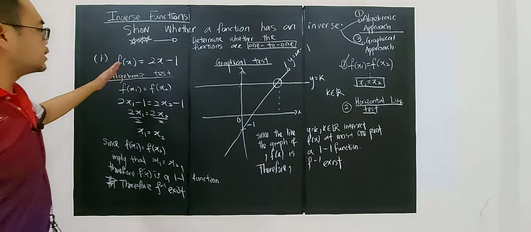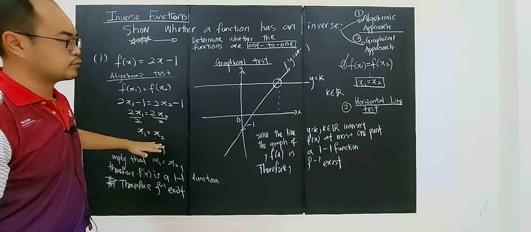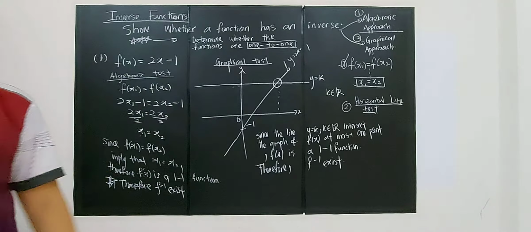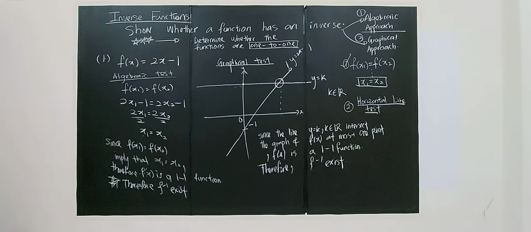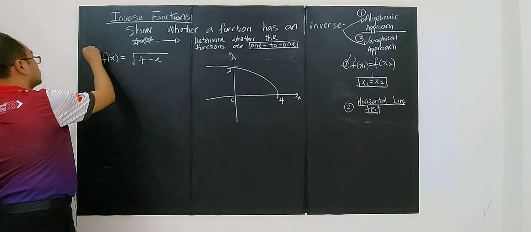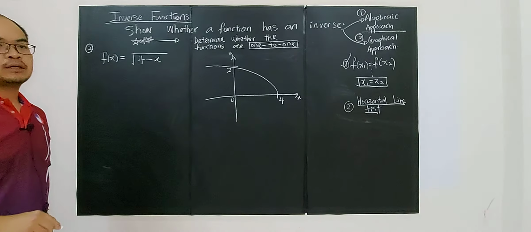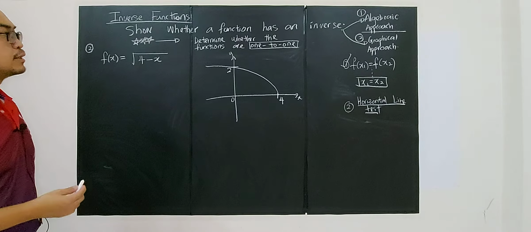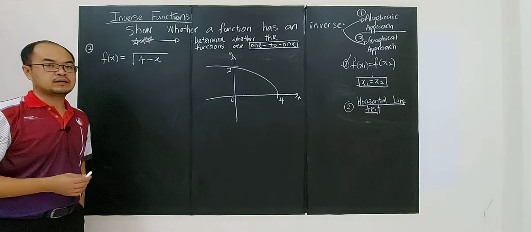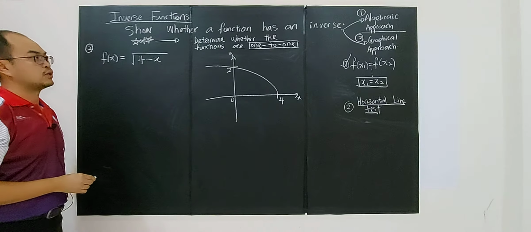So these two approaches you have to understand: first, the algebraic test without the graph, and the graphical test with the graph. I'm going to discuss more examples. Okay, let's look at this function. This is the second question for this video. How do we determine whether this function is a one-to-one function or not? If this function is a one-to-one function, definitely the function has an inverse function, meaning you can find the inverse of this function.